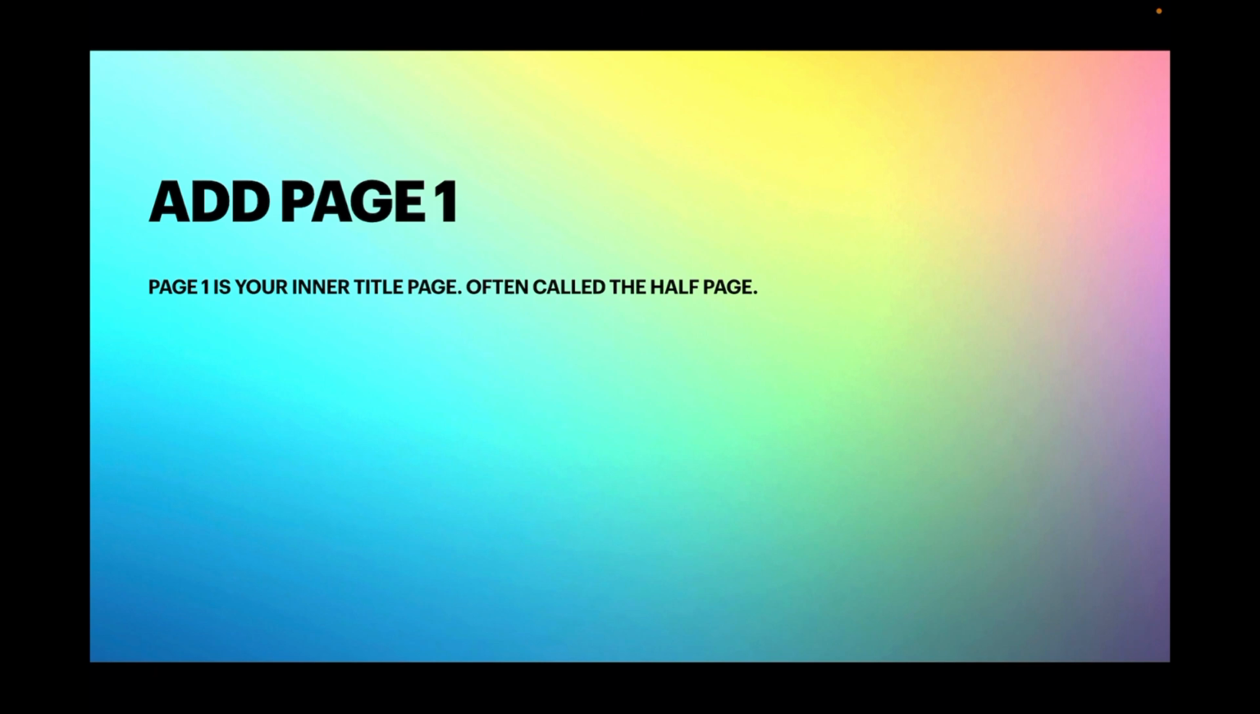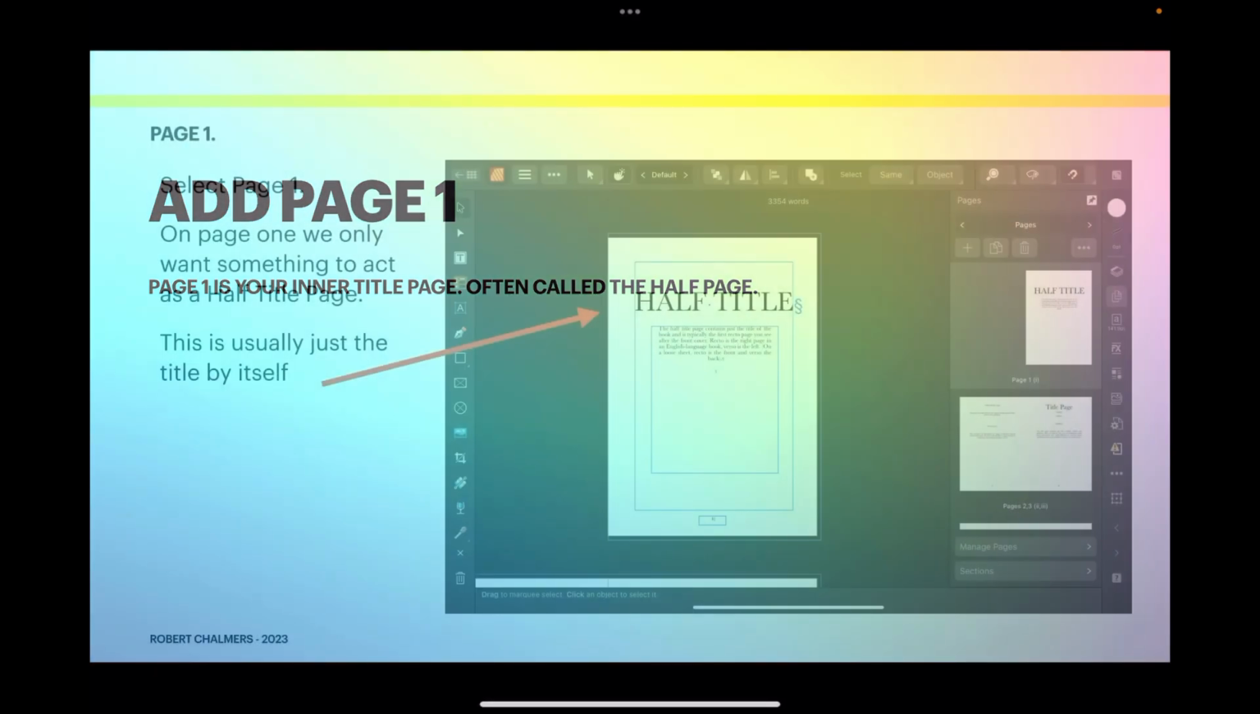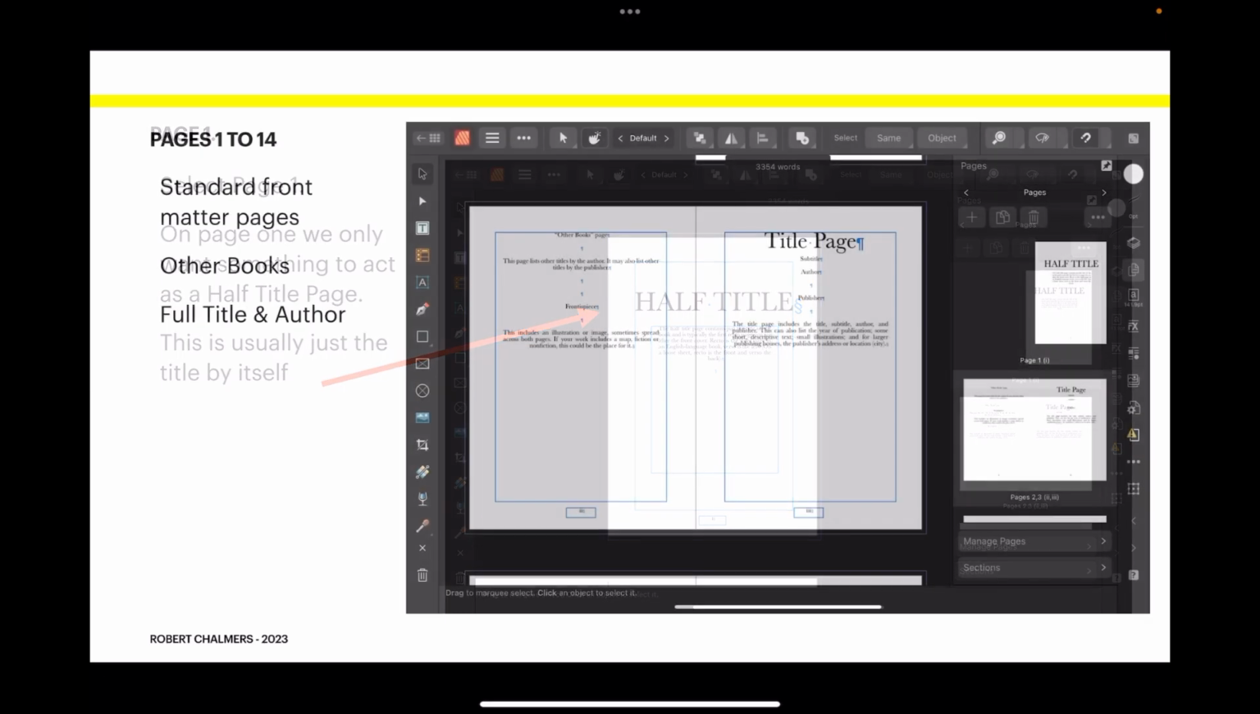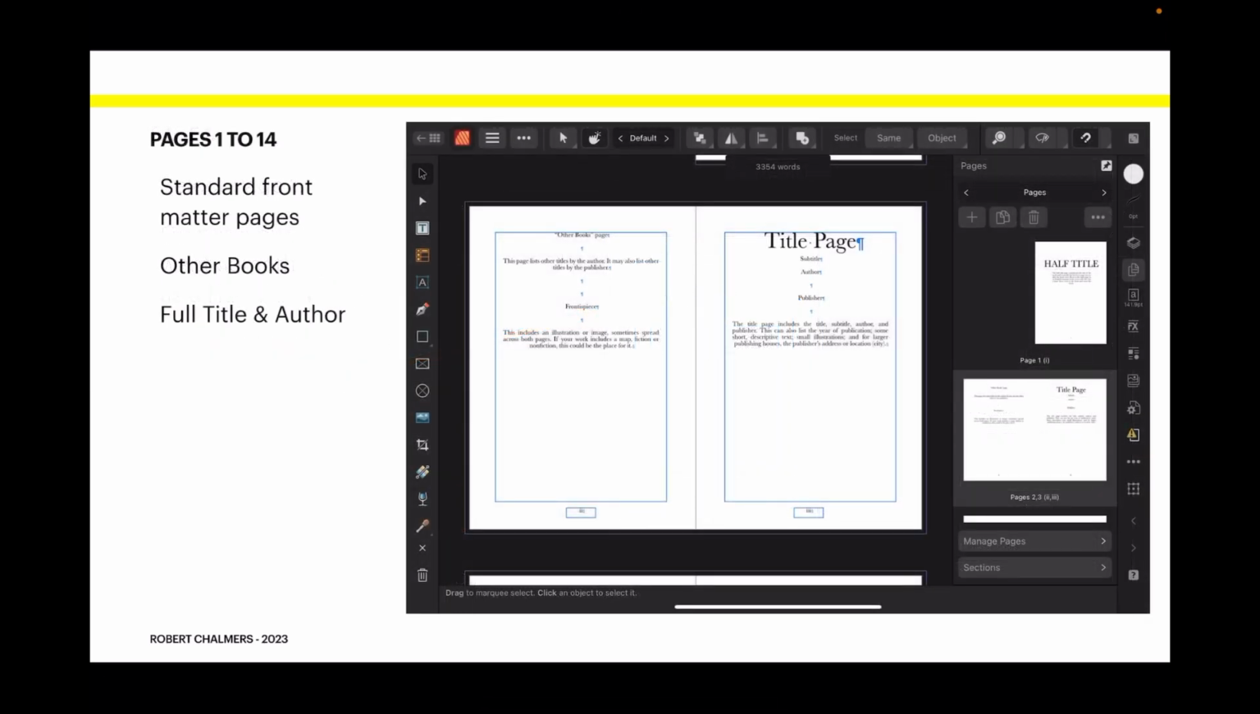Page one is your inner title page, often called the half page, and that's all there is to it. This is usually just the title by itself. Okay, so you've got that. Now, pages 1 to 14, let's step through these, and I won't go into a lot of detail because they're fairly self-obvious. Standard front matter pages.